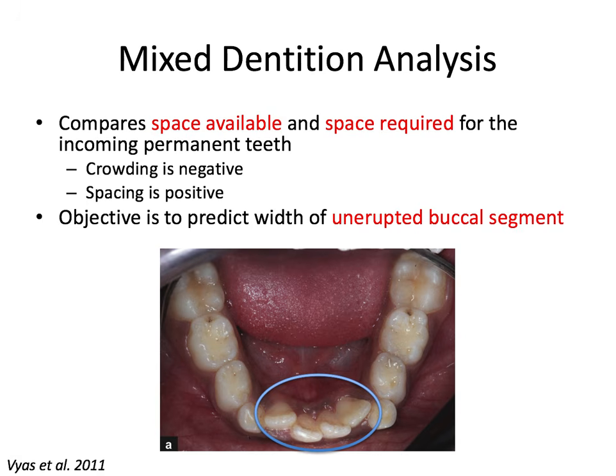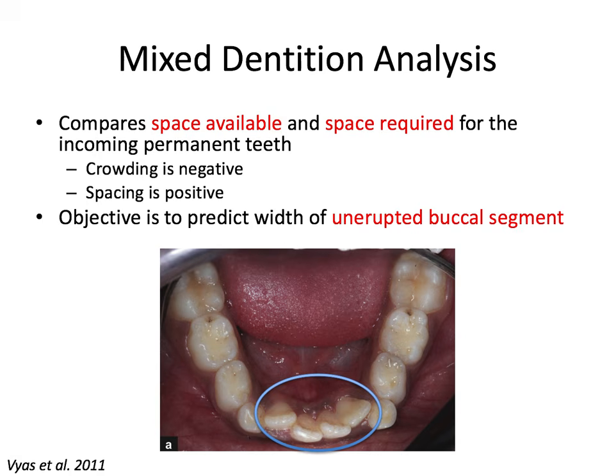So there are a bunch of different analyses out there, but we'll talk about 2 of them that frequently show up on the board exam. But all of those analyses seek to predict the same thing, the mesiodistal width of the unerupted buccal segment. That's the canine, first premolar, and second premolar.